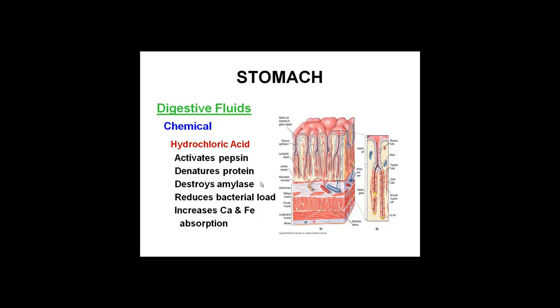The acid is going to reduce bacterial load, but it's not going to kill all the bacteria. As you know, we sometimes get foodborne illness, but we talked about the prebiotics, the bacteria that like an acid environment, the lactobacillus and the bifidobacteria. They like an acid environment, so they're going to make it through this. And also calcium and iron, as we indicated earlier, like an acid environment. And so the acid of the stomach is going to increase the calcium and iron absorption.